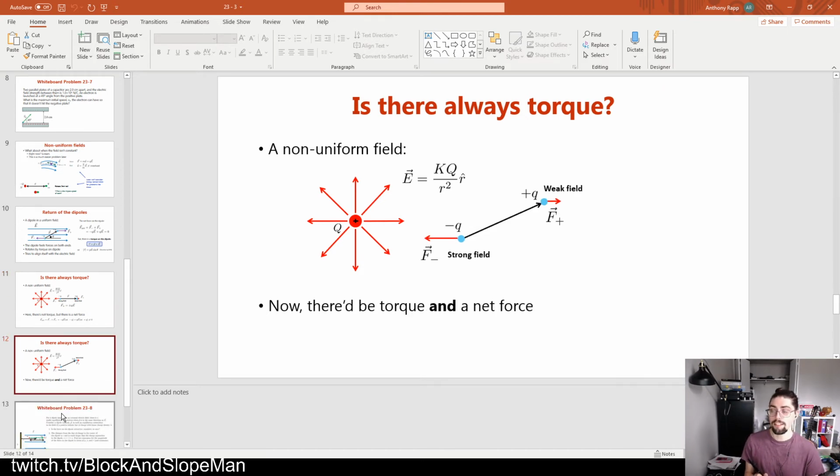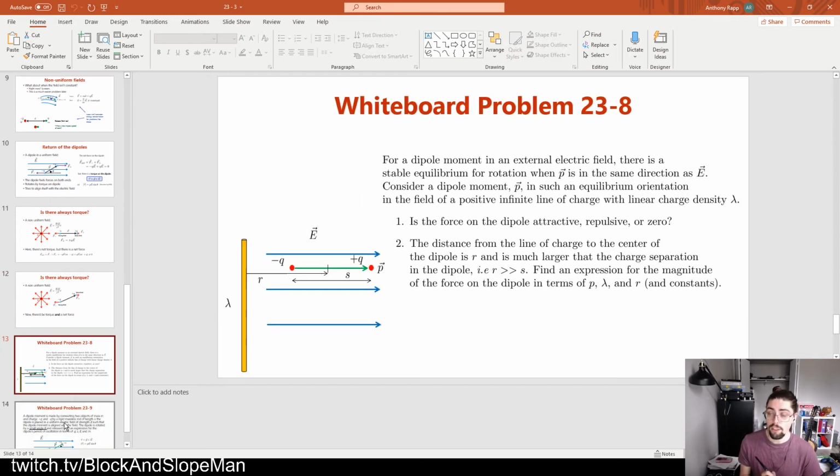What about this? What if I tilted my dipole a little bit? Well, in a case like this, now there is actually a net force and a net torque acting on my dipole at once. But this suddenly becomes a much more complicated problem. But we can handle these things because, again, these are mostly just point charges right now. So let's try that on a problem.